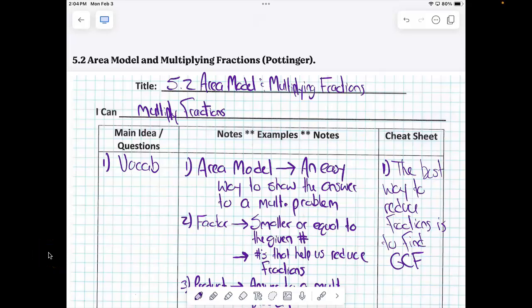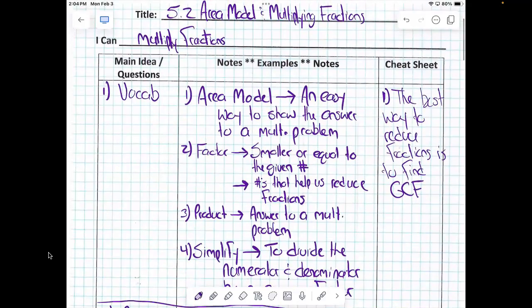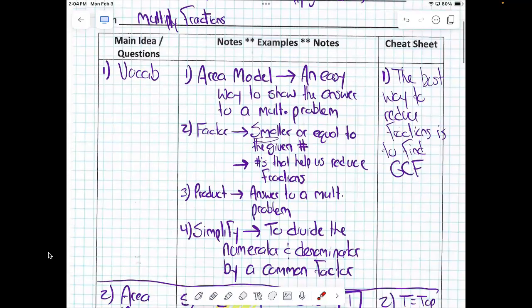Area model multiplying fractions. Can you multiply fractions? Yes. Number 2, factor. A factor must be what or what compared to the given number? Smaller or equal to the given number. It also must go what or how into the given number? Nicely, easily, evenly, all those things, yes?